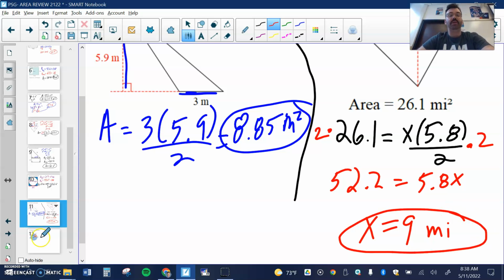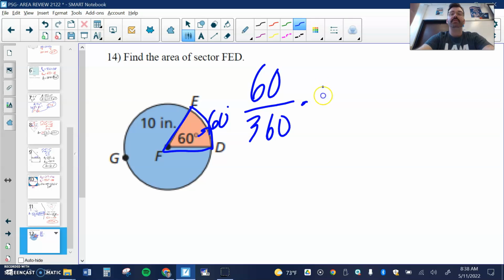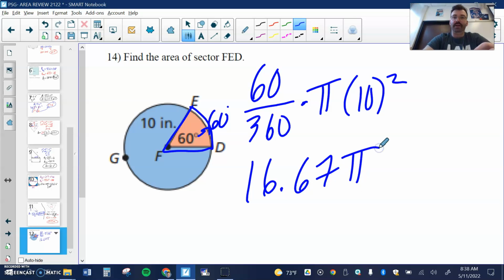Wow, we're flying. Last question. Here we go. Find the area of the sector, FED. So here's my sector right here. Our area of the sector is arc. The angle is 60, that means the arc is 60 over 360 times pi, radius, which is 10 squared. 10 squared is 100. 60 over 360 is 1/6. All right. So 100 divided by 6, I got 16.67 pi inches squared.